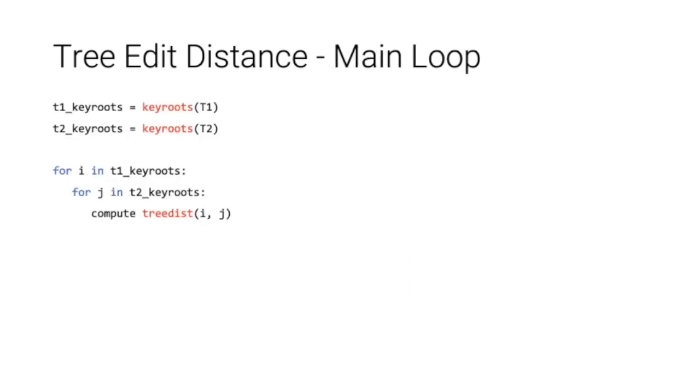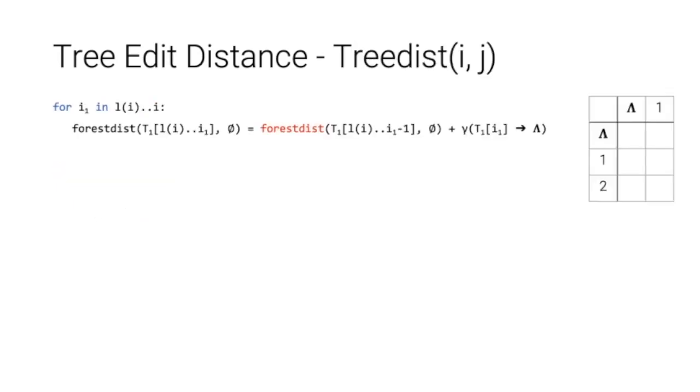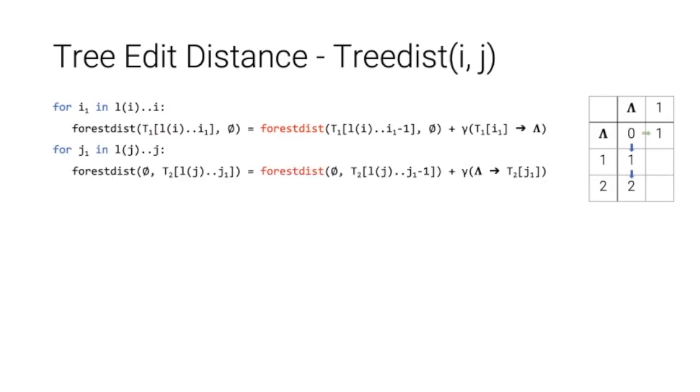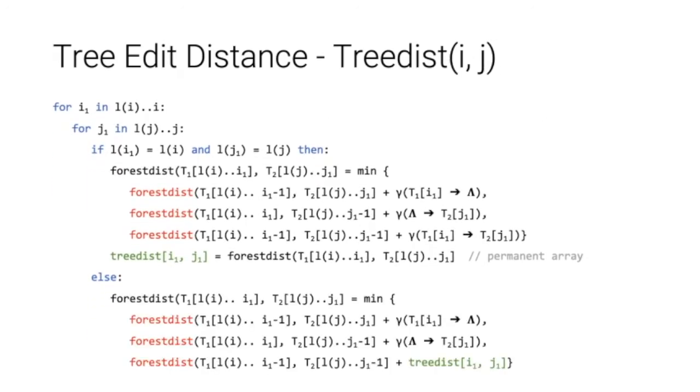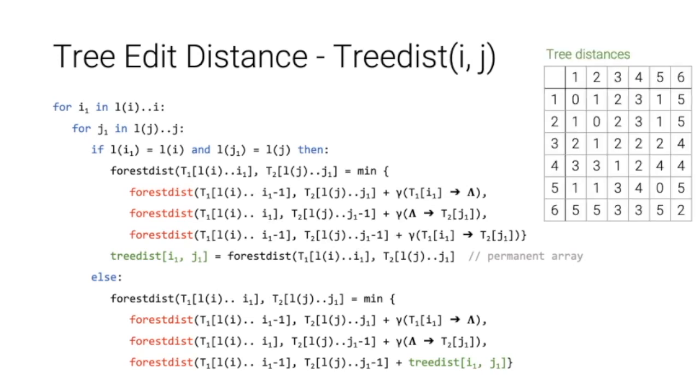The algorithm in pseudocode looks like this. First we compute the key roots of each tree. Then we compute for each combination the tree distance. The computation of the tree distance looks like this. First we initialize the left column by performing deletions. Then we initialize the upper row by performing insertions. And then we compute for each cell the forest distance. If the comparison is between two trees, we can save it in our tree distances table. And otherwise, we can use the tree distances table to calculate the forest distance.